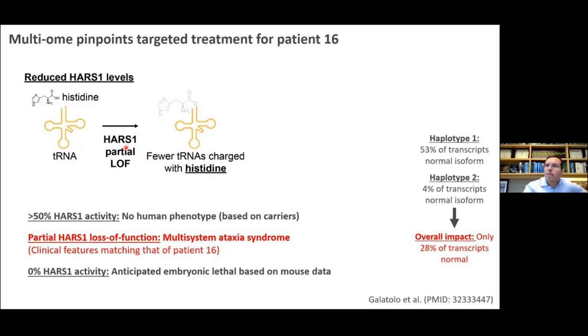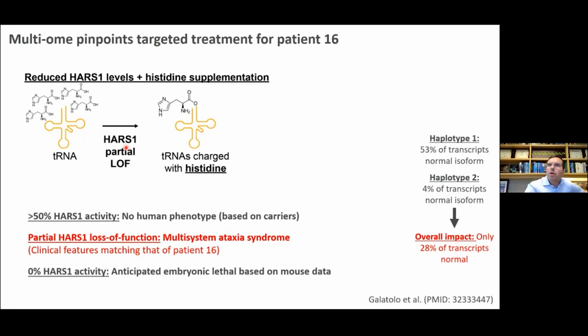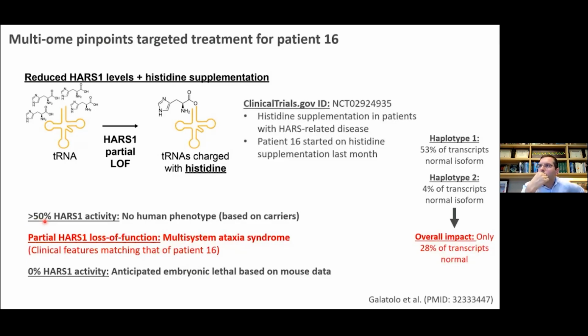This is important because the other RS1 genes have been well described, where you can overcome these defects through mass action. What I mean by that is if you give an individual more histidine, it will push this reaction forward and help compensate, such that although only 28% of the transcripts are normal, you're still getting at least greater than 50% activity through this mass action concept. This was recently described in a clinical trial for individuals with HARS-related diseases, and our functional data enabled us to start this patient directly on supplementation 2 months ago.